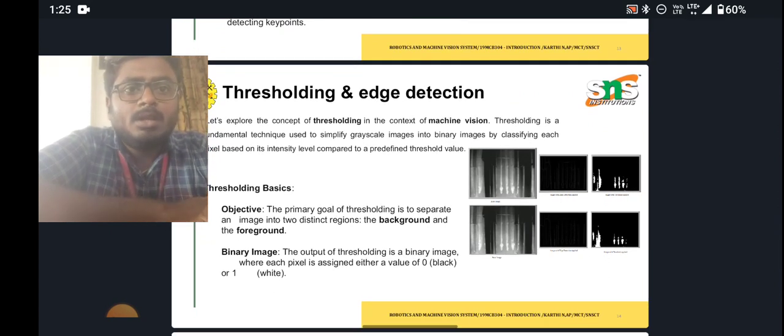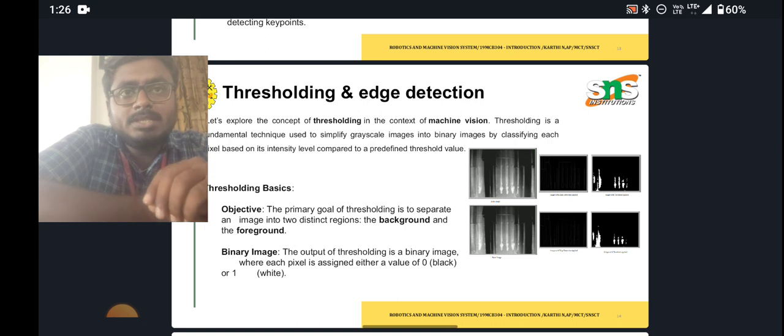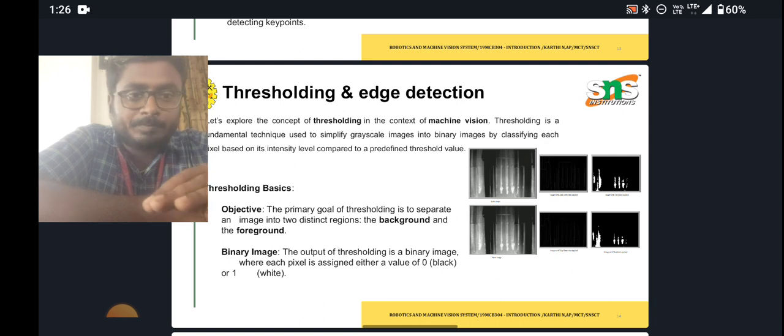Let's explore the concept of thresholding in the context of machine vision. Thresholding is a fundamental technique used to simplify grayscale images into binary images by classifying each pixel based on its intensity level compared to a predefined threshold value. The major objective of thresholding is to separate an image into two distinct regions, the background and the foreground. The output of thresholding is a binary image where each pixel is assigned a value of 0 or 1. Here, 0 is represented as black and 1 is represented as white.